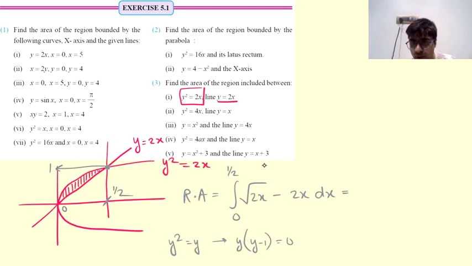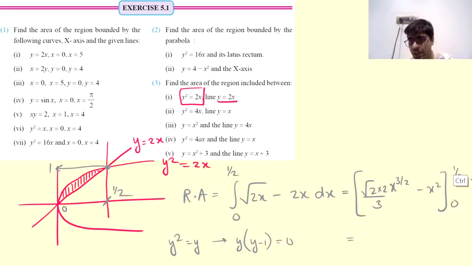The required area will be, okay, root 2 is a constant. Then root x, the integration for that will be x power 3 by 2 upon 3 by 2. So this becomes 2 by 3. From that you need to subtract the integration of 2x, which is simply x square, and this goes from 0 to half. So when you put a 0, anyway the second bracket will turn out to be 0 completely, because each term is containing x.